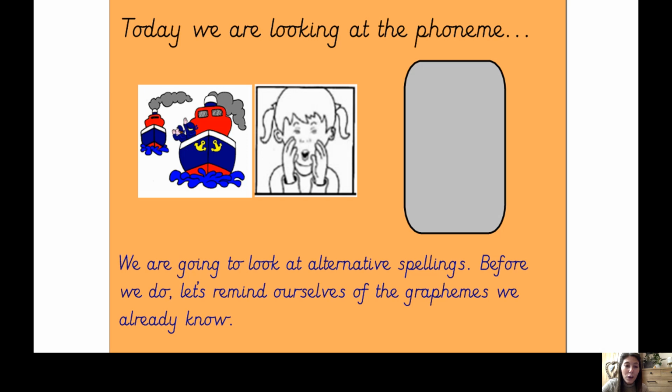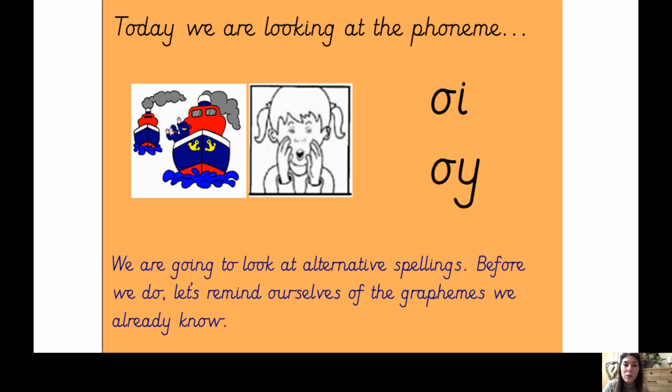Well, now that you've had a go, we're going to move on and I will reveal them to you. So well done if you showed me a digraph oi with an O and an I. And if you showed me a digraph oi with an O and a Y. These are both graphemes we use to spell the oi phoneme, the oi sound. And actually, these are the only 2 graphemes we use for this sound, which is why it makes it a much easier sound to be able to spell.